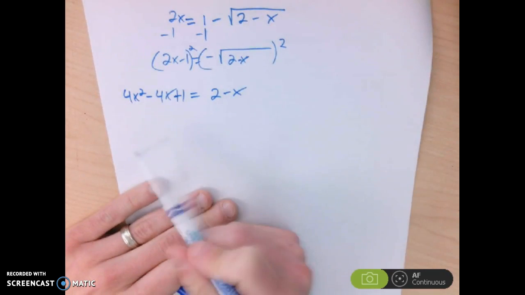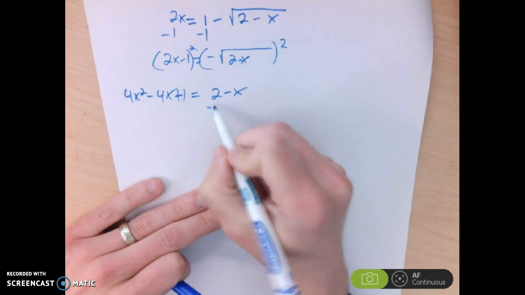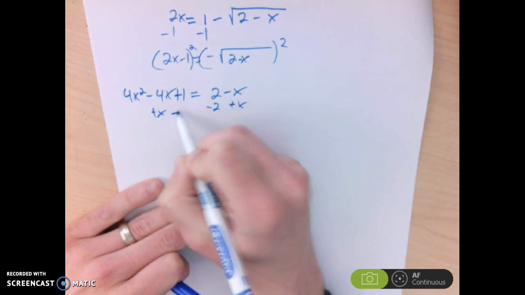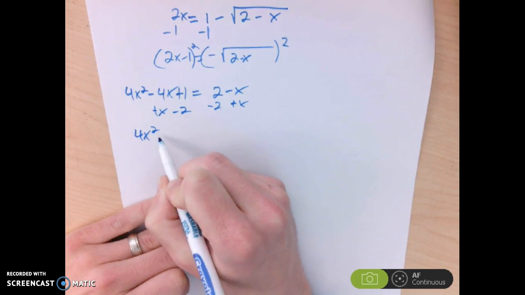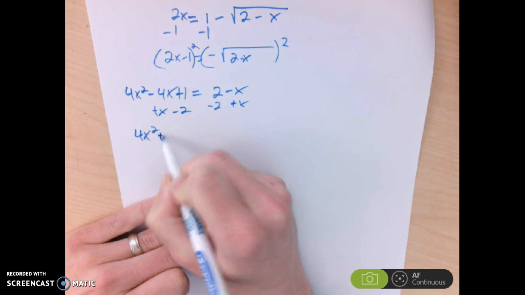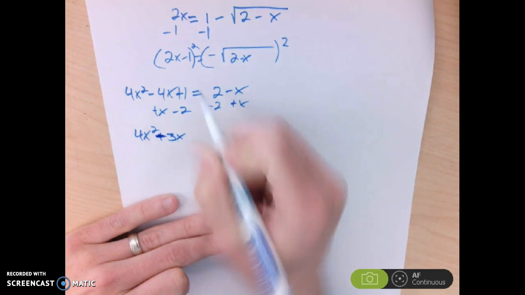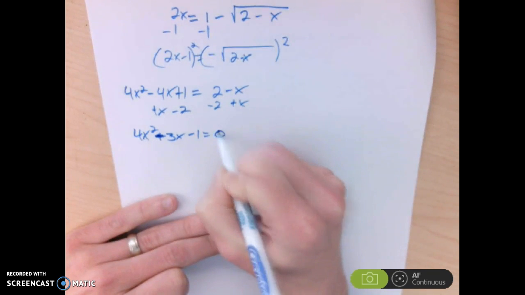So let's bring everything over. I have an x squared, so that means it's quadratic, so let's bring everything over. Let's subtract 2. Let's add x, so plus x minus 2. So I get 4x squared minus 3x minus 1 equals 0.